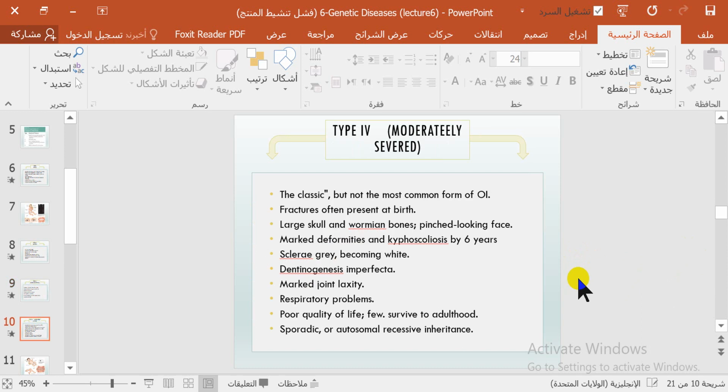Type 4, moderately severe, the classic but not the most common form of osteogenesis imperfecta. Fractures are often present at birth. Large skull, wormian bones, pinched-looking face, marked deformities, and kyphoscoliosis by the age of 6 years usually. Sclera gray becoming white, dentinogenesis imperfecta, marked joint laxity, and respiratory problems occur. Poor quality of life if you survive to adulthood, and sporadic or autosomal recessive inheritance.